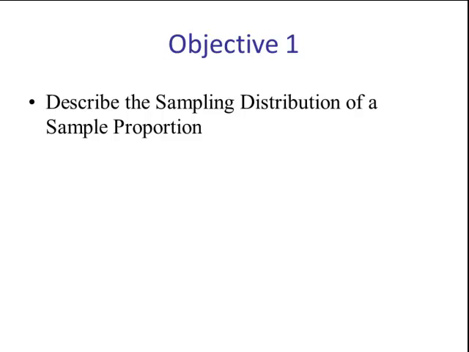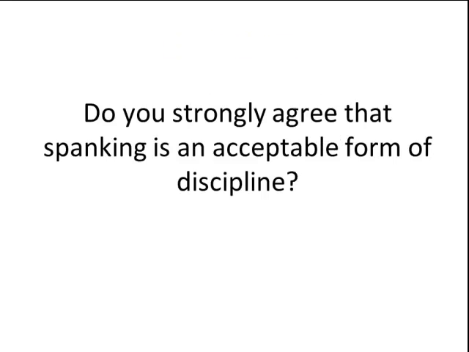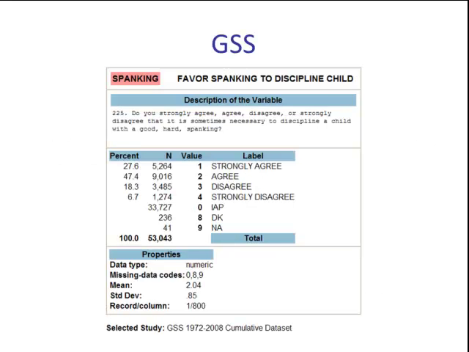Lesson objective 1. Do you strongly agree that spanking is an acceptable form of discipline? The GSS, the General Social Survey, asks this question. Do you strongly agree, agree, disagree, or strongly disagree that it is sometimes necessary to discipline a child with a good, hard spanking? Out of 53,043 people asked, 5,264 strongly agreed. Now this is an example of a sample proportion.